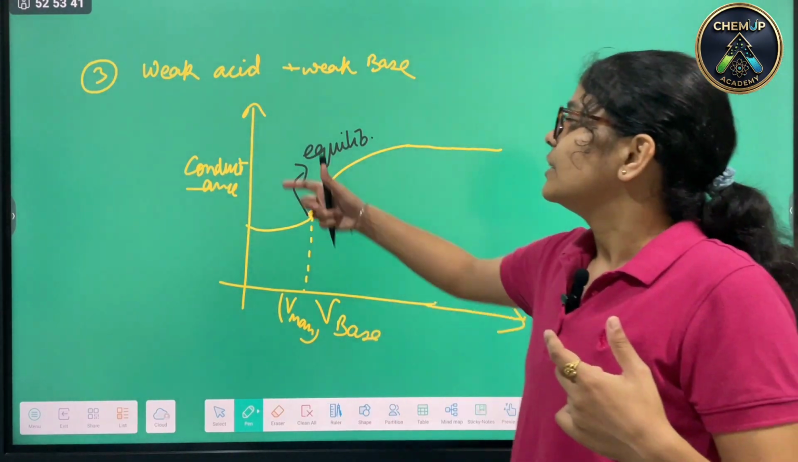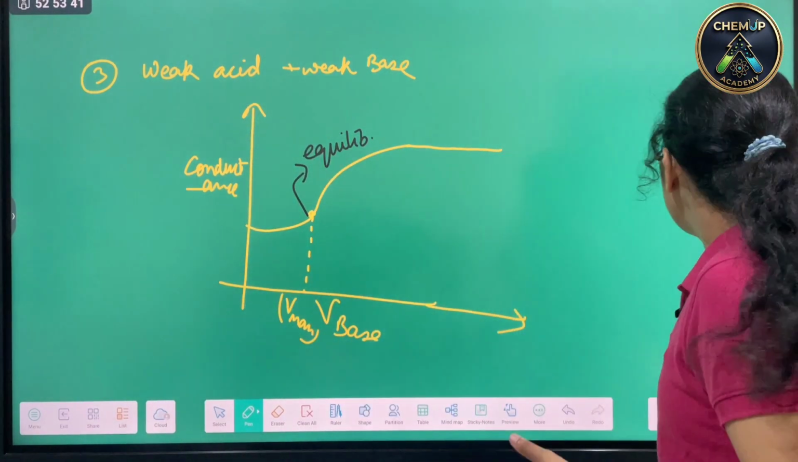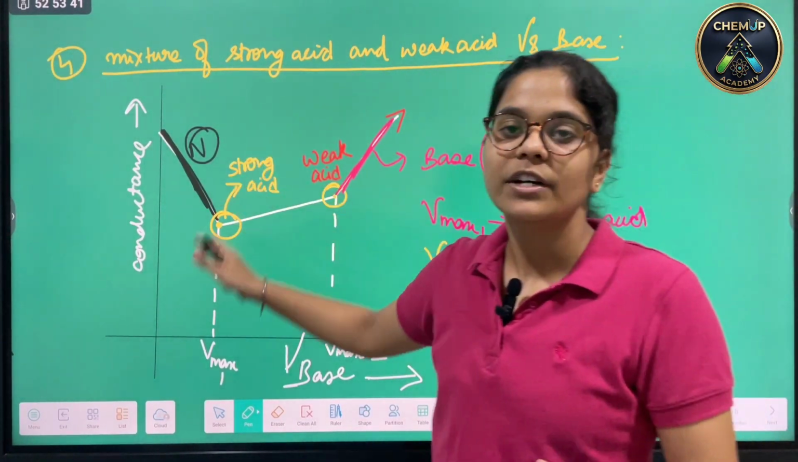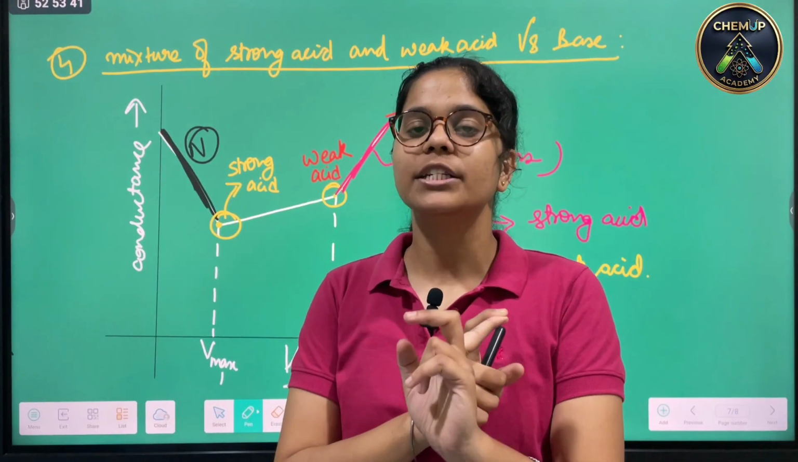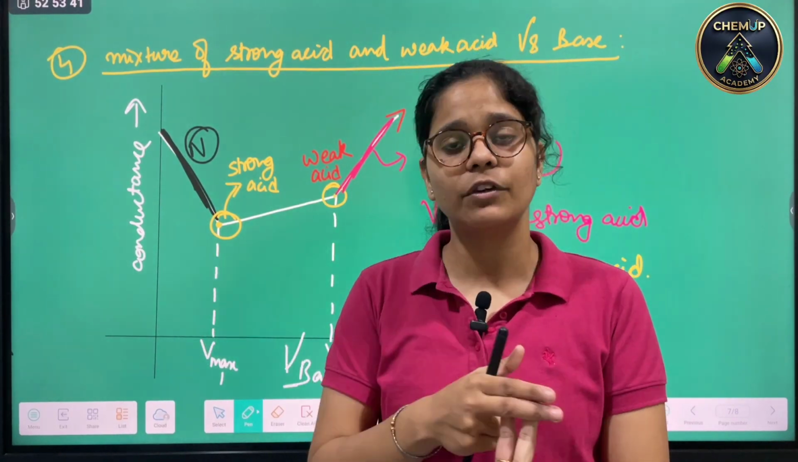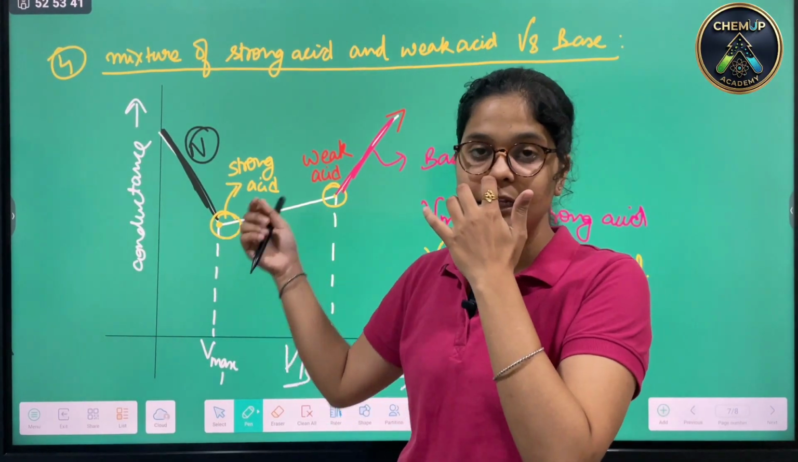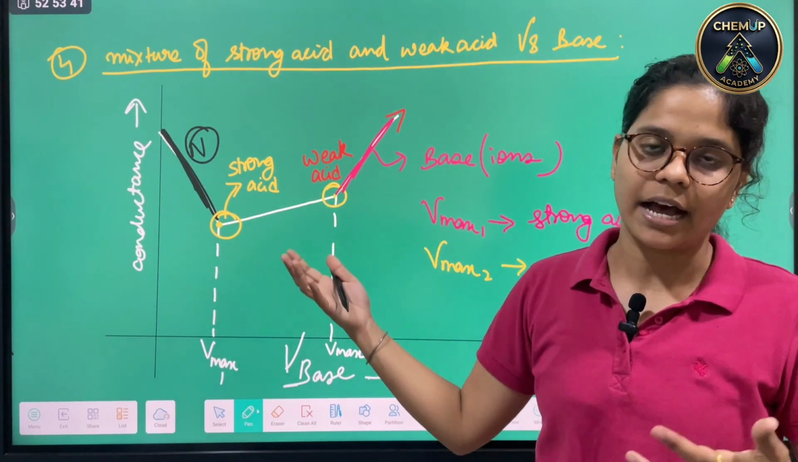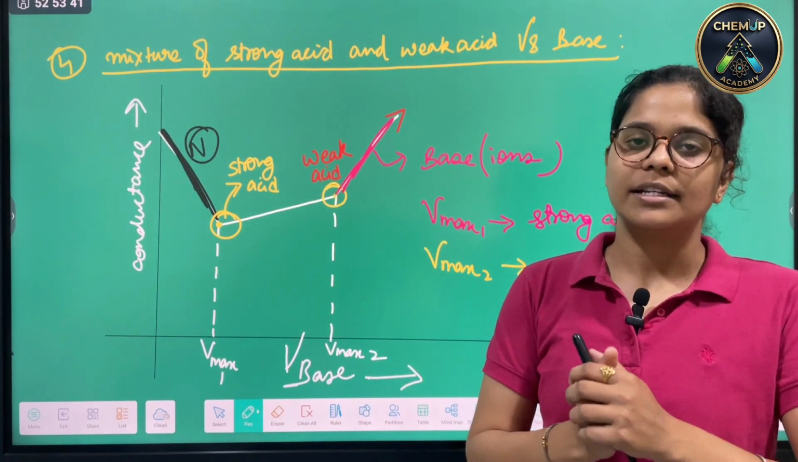Then we have weak acid, weak base, the simplest case ever. Then we have the mixture. The mixture will give us two equilibrium points. First will be for strong acid, second will be for the weak acid, and then there would again be an increase due to the base ions. That will lead to the increase in conductance.